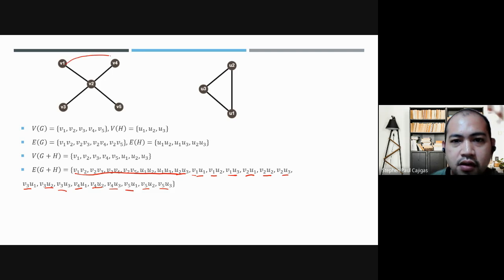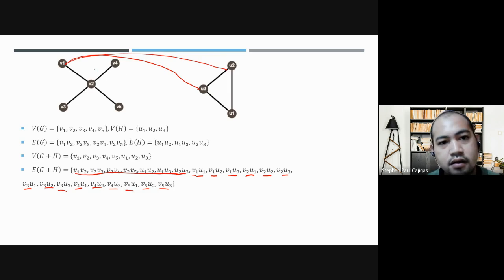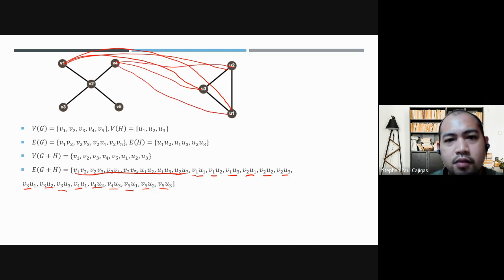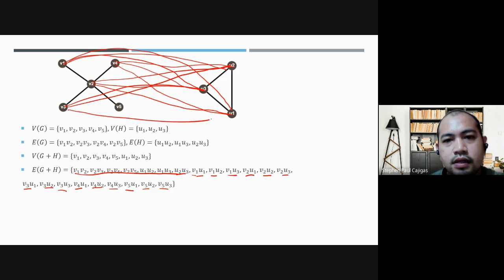Similarly, each one gets connected. Sorry, it's hard to draw. Anyway, I mean U2, and then U1 and so on. So you will really make edges from each of the vertices. Each vertex of G is connected to each vertex of H. And again, it is hard to see.